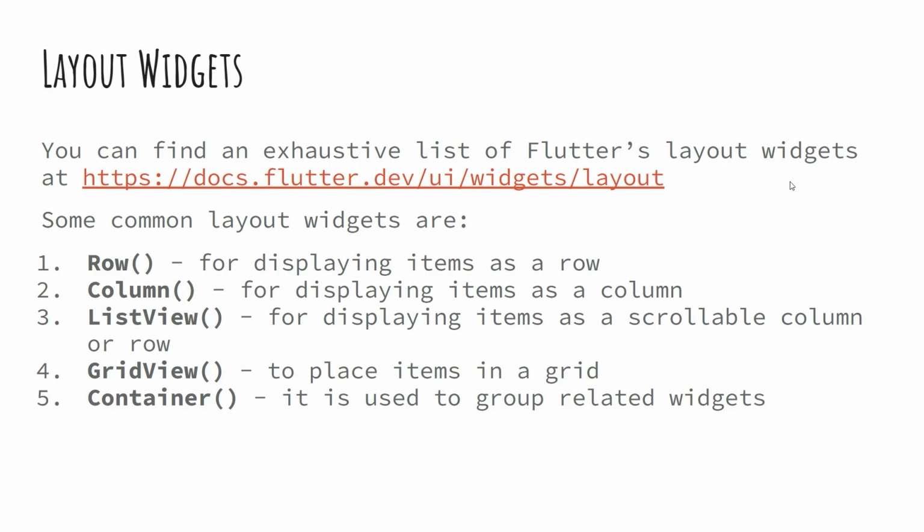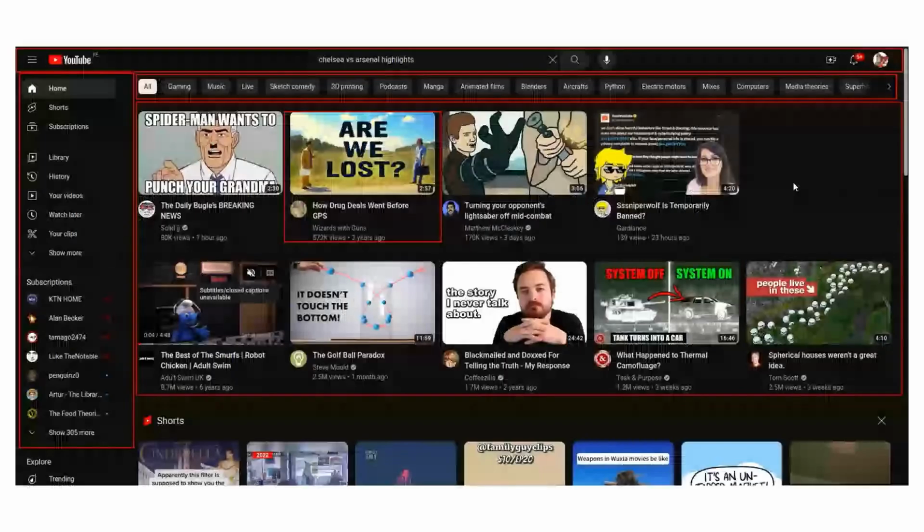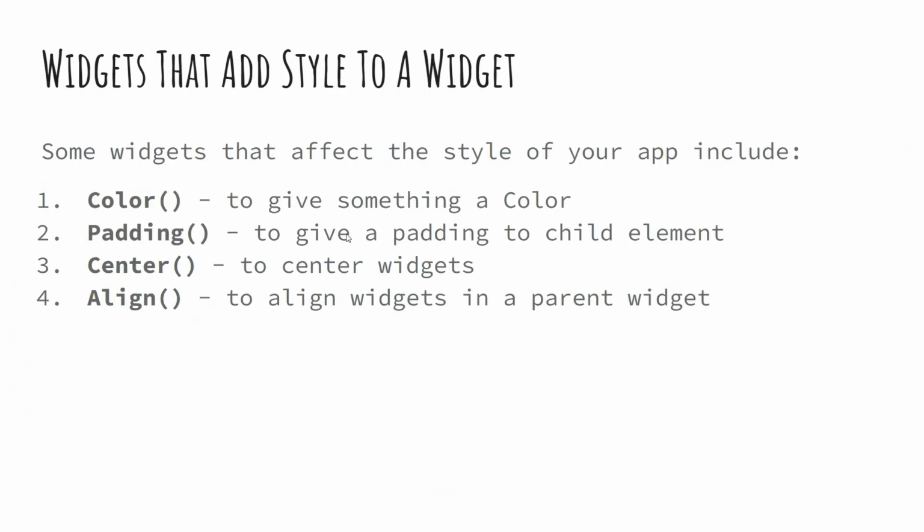So what was used to place items in the grid in our YouTube example, and container, which if you have experience with web, is similar to a div, but what it does, it basically groups together related widgets. So over here, you could wrap this bit in a container, because all of this, this image widget, this text over here, it's all one thing. It's all a video suggestion. So you could wrap it in a container. That's what container is used to do.